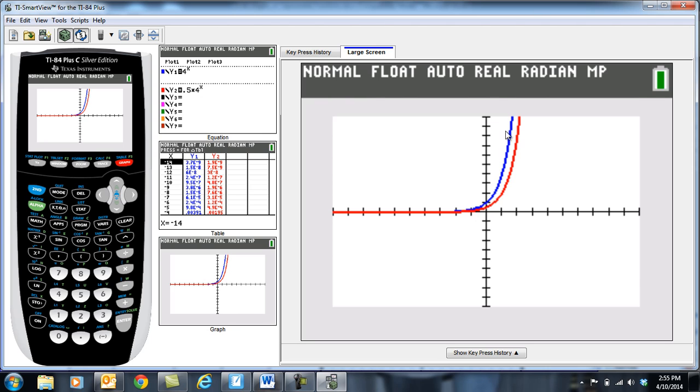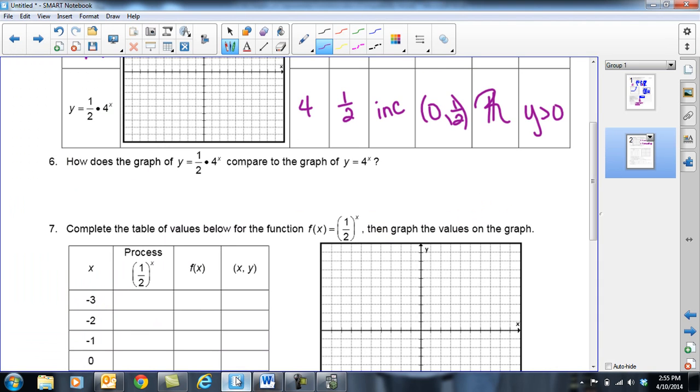This is 4 to the x, the blue one, and then the red one is 1/2 times 4 to the x. They're both increasing, but the red one is increasing slower. It takes longer for it to get up to these numbers because it takes longer going on the x value. So if x is time, we're taking more time to get there. So it increases at a slower rate than the original one. So when I multiplied that by a fraction, it increased slower.